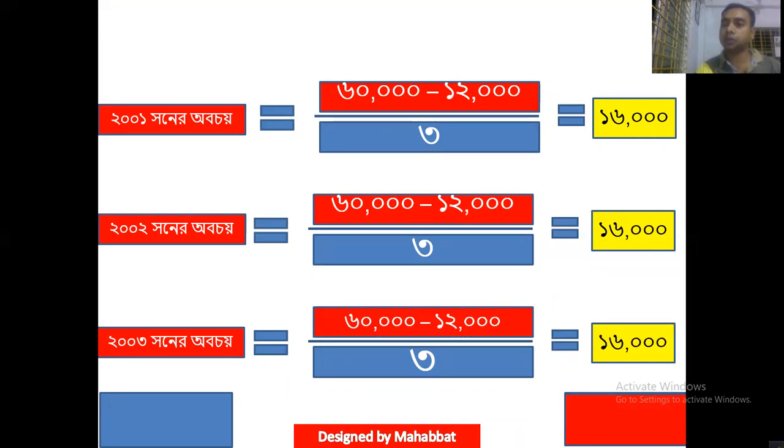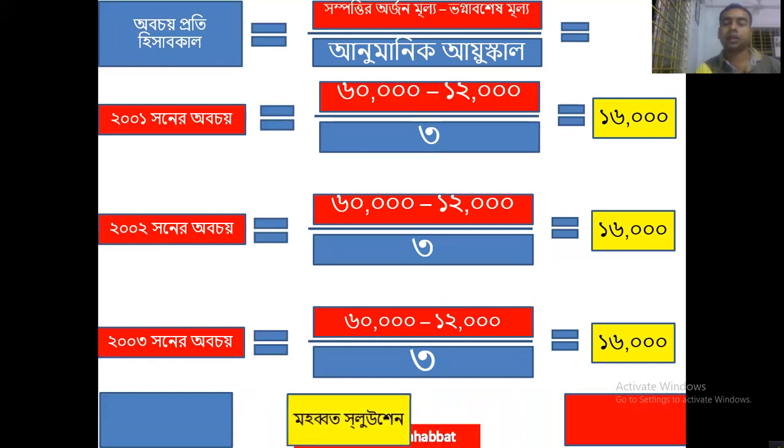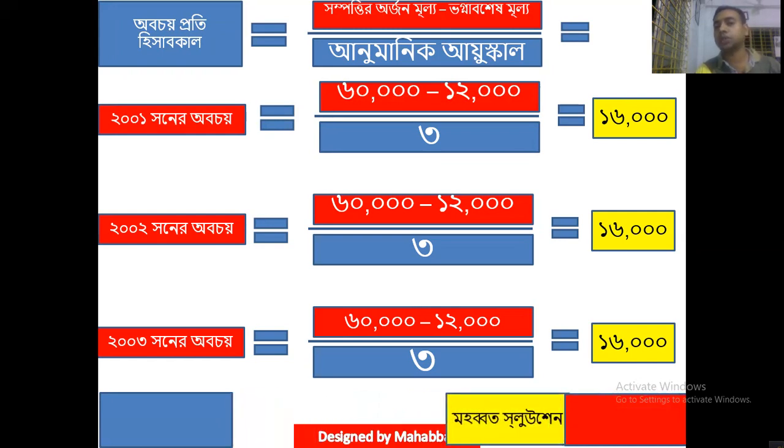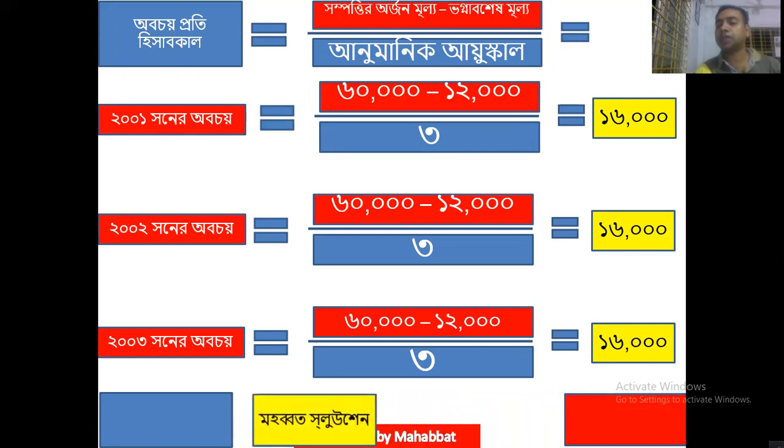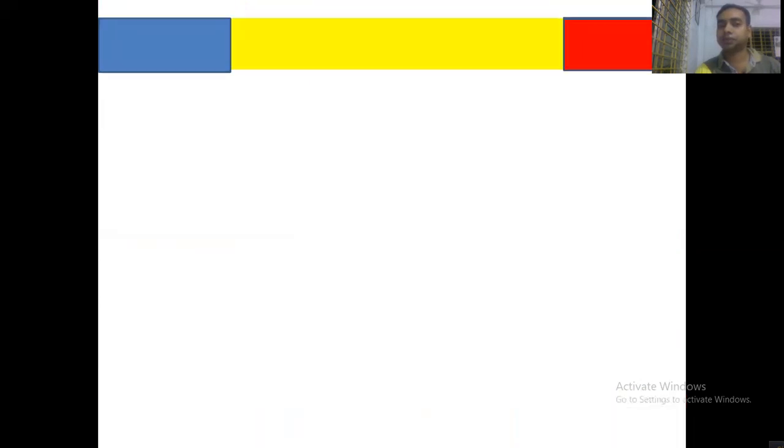So again, I would like to repeat, under the straight line method, depreciation per year will show the same figure. That means in 2001, 2002 and 2003, in each year the depreciation will be the same: 16,000, 16,000, 16,000. I hope you understand very clearly.